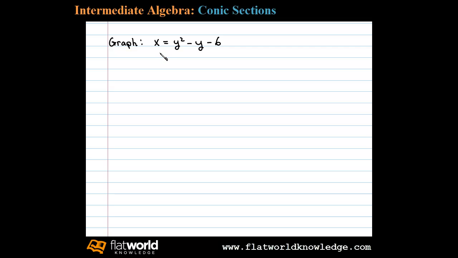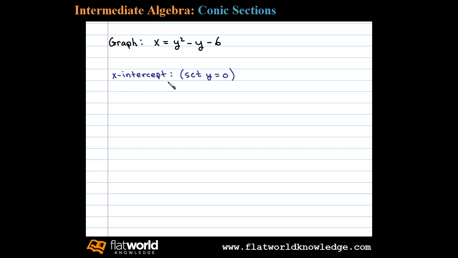Here we're asked to graph x equals y squared minus y minus 6. Now the first thing I notice is that this is quadratic in y. That tells us that the graph will be a sideways parabola. Now since the leading coefficient is 1, that's positive, we know that this sideways parabola is going to open to the right. Let's begin by finding the x-intercept.